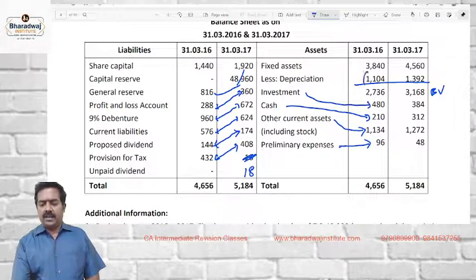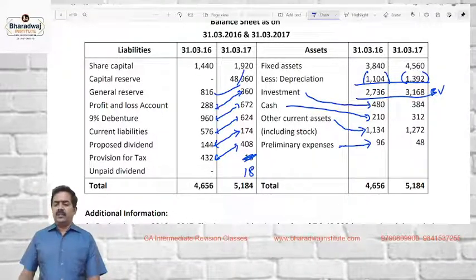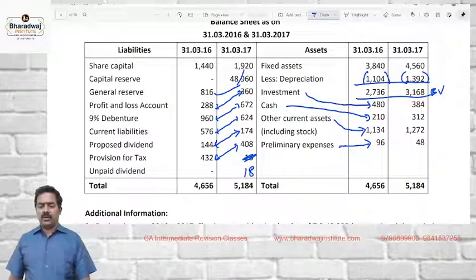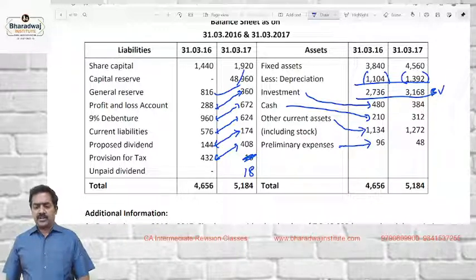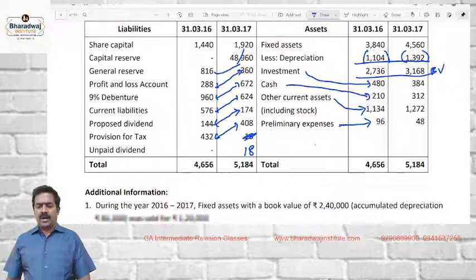This is actually book value. 3,840 minus accumulated depreciation. They have given which value? Book value. Investment is 480 and 384. Cash 210 and what? 312. Other current assets 1134 and 1272.